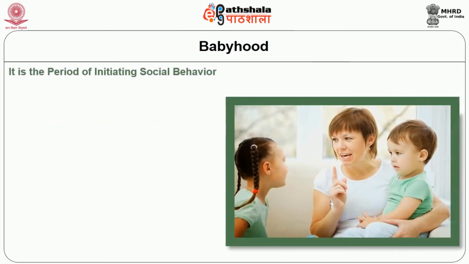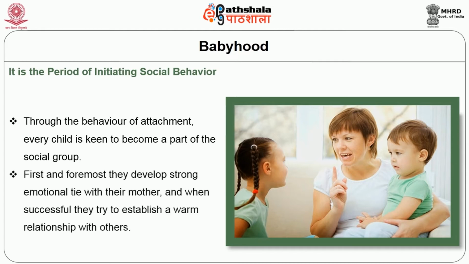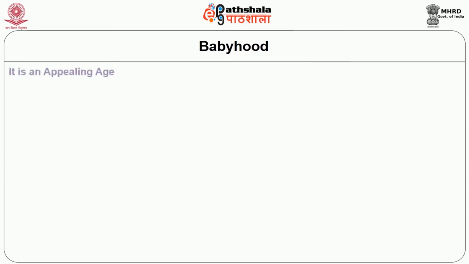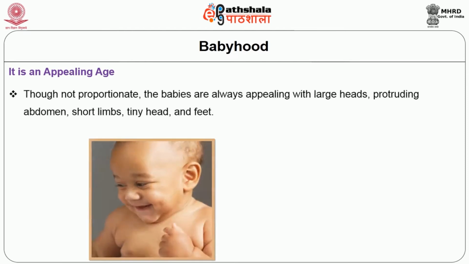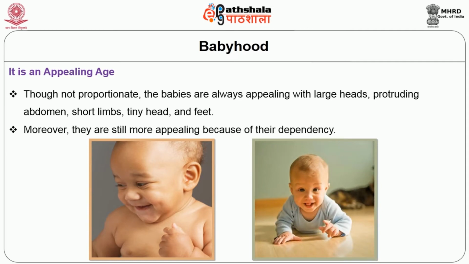Fifth is that it's a period of initiating social behavior. Through the behavior of attachment, every child is keen to become a part of the social group. First and foremost, they develop a strong emotional tie with their mother, and when successful, they try to establish a warm relationship with others. Sixth is that it is an appealing age. Though not proportionate, the babies are always appealing with large heads, protruding abdomen, short limbs, tiny hands and feet. Moreover, they are still more appealing because of their dependency.